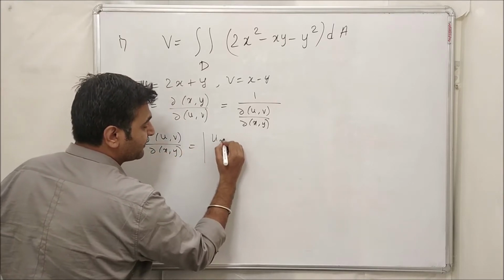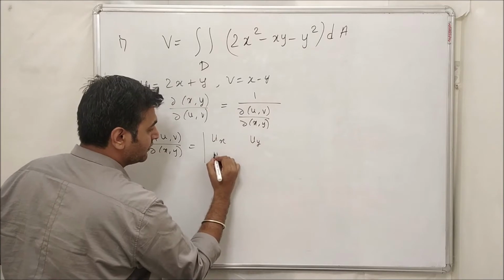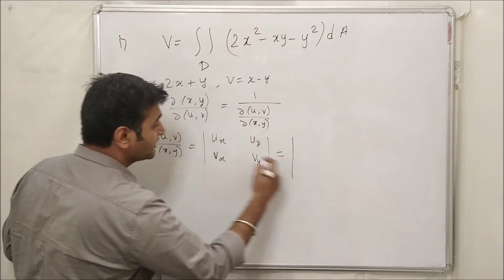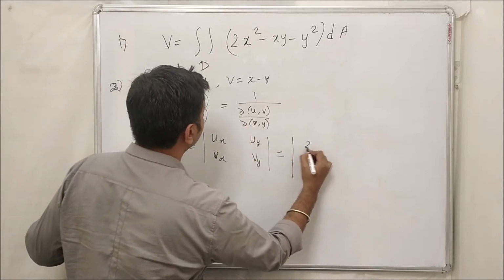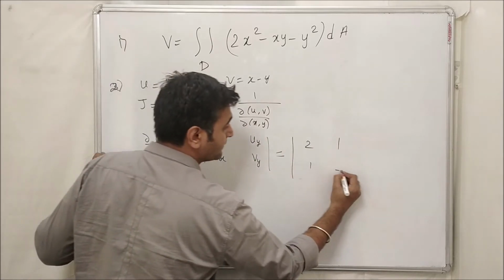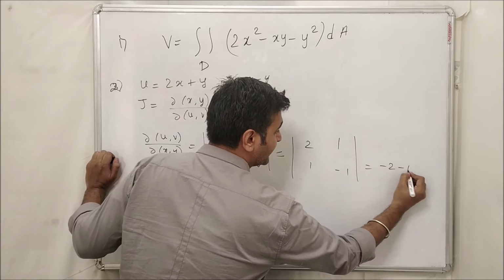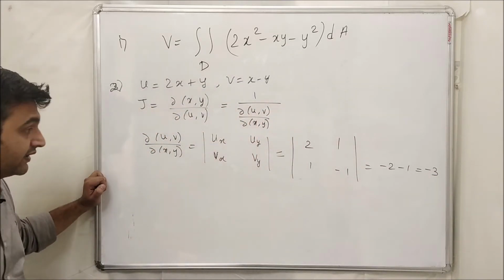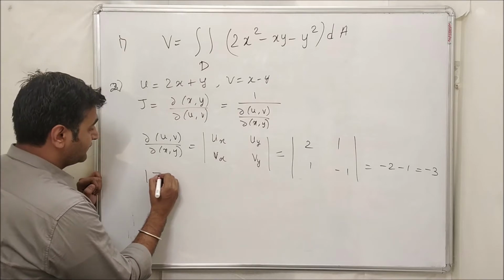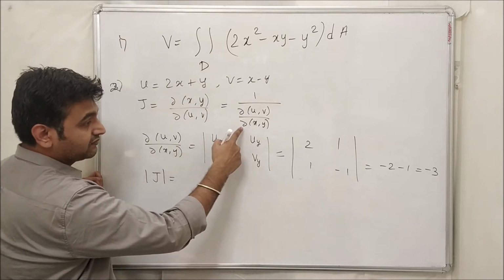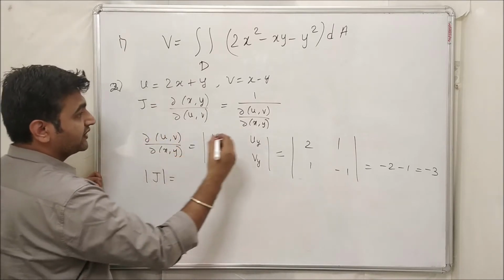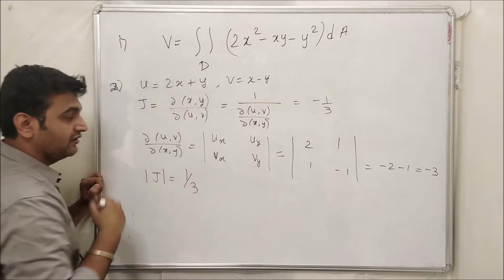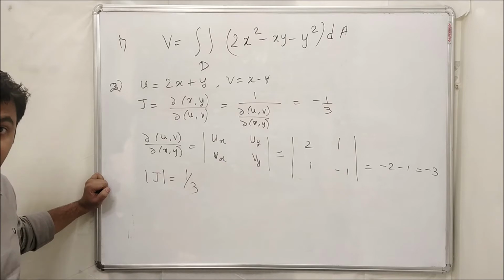It is u with respect to x, u with respect to y, v with respect to x, v with respect to y. So what is this? What is u with respect to x? It is 2, 1, v with respect to x, 1, minus 1, which is 2 minus 1, which is nothing but minus 3. Correct? And therefore what is the mod of Jacobian? So now this is minus 3, so your Jacobian is equal to minus 1 by 3. So what is mod of Jacobian? 1 by 3. Right?